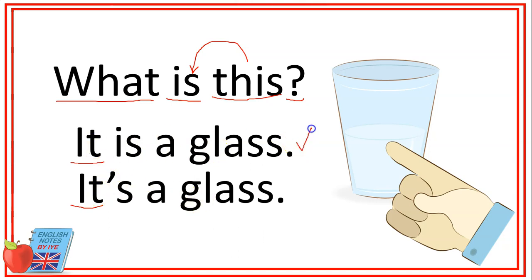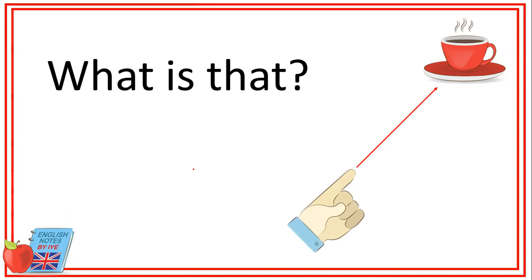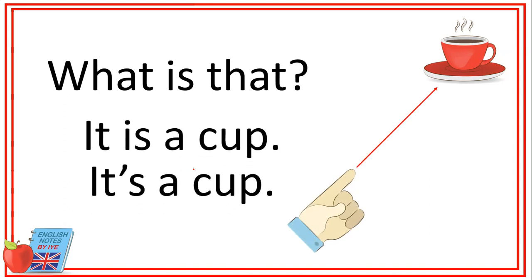Recuerden que ambas oraciones son correctas, la oración completa y la oración con contracción, pero en este video estaremos practicando con las contracciones, ¿ok? Bueno, veamos otro ejemplo. What is that? It is a cup o it's a cup. Ahora, nuevamente, estamos utilizando la pregunta what porque estamos preguntando por un objeto. Utilizamos la palabra that porque el objeto está lejos.